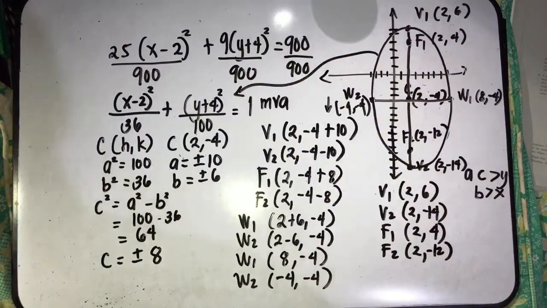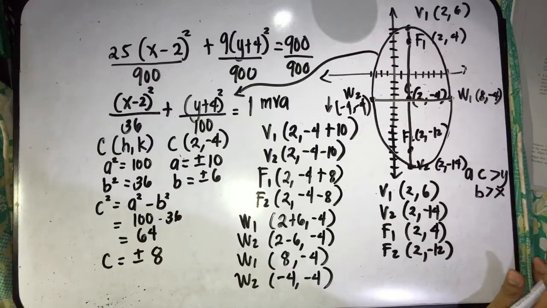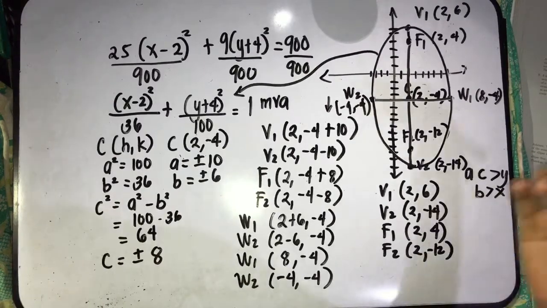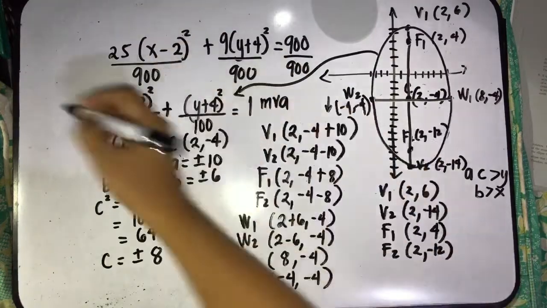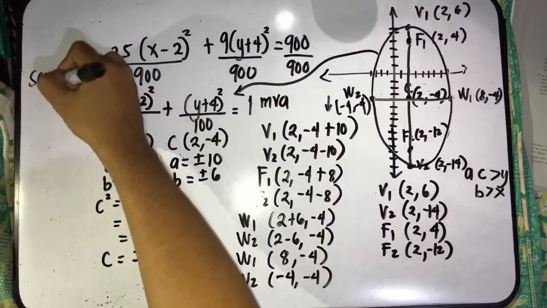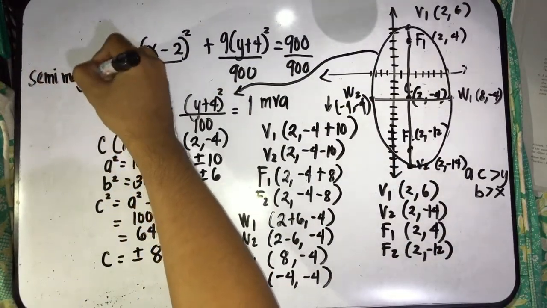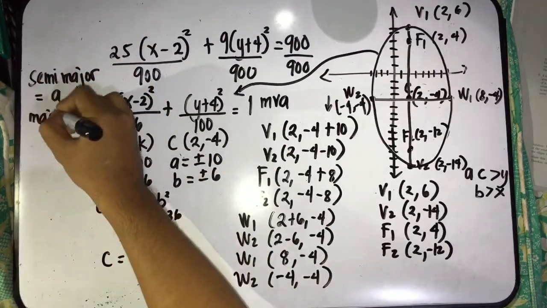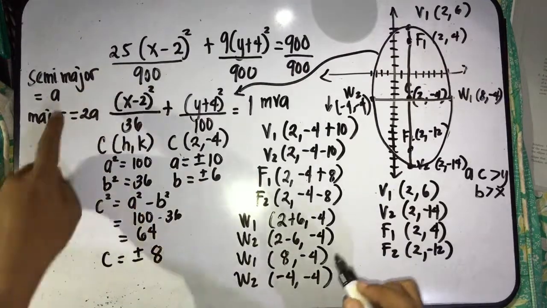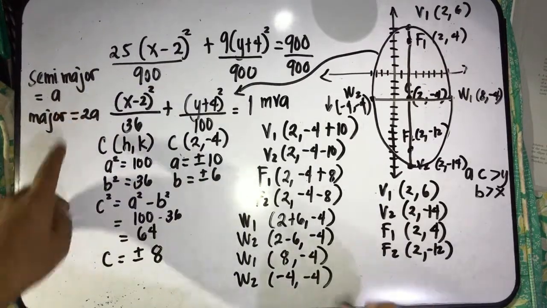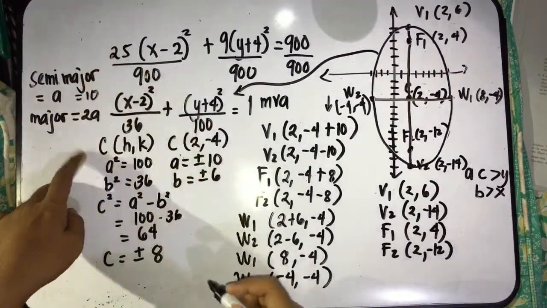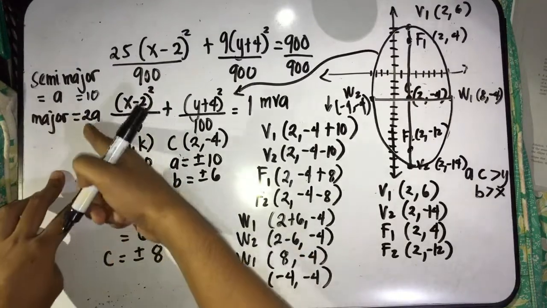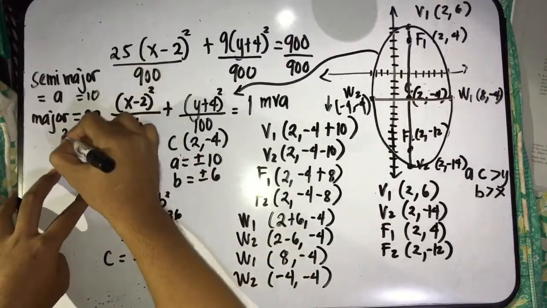Question, paano naman ngayon pag tinanong ka kung nasaan yung major at kung nasaan yung minor axis, or what is the length of the major and what is the length of the minor? Sabi natin kanina, semi-major muna. Pag sinabi nating semi-major, that is A. Pag sinabi nating major, that is 2A. Therefore, what is the length of the semi-major axis for this one? What is the length of A? That is 10. What is the length of the major axis? That is 2A. Twice 10, therefore that is 20.